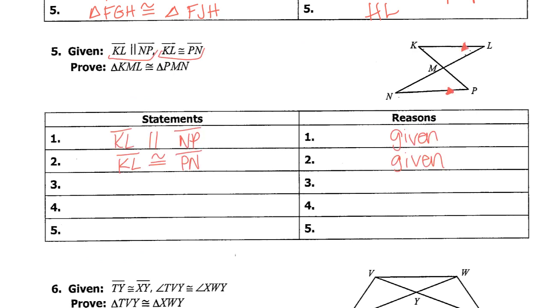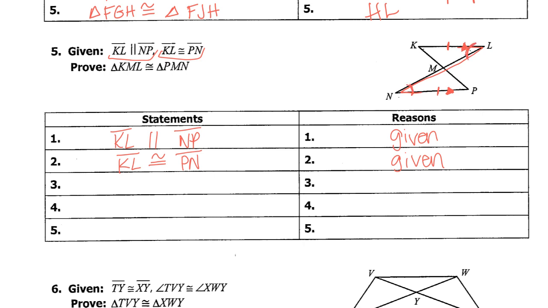So it tells me that KL is parallel to NP, and it also tells me that they're congruent. So they're the same length and they're parallel. Because they're parallel, we talked a lot about the z. Okay, we can form a z, therefore those angles would be congruent.